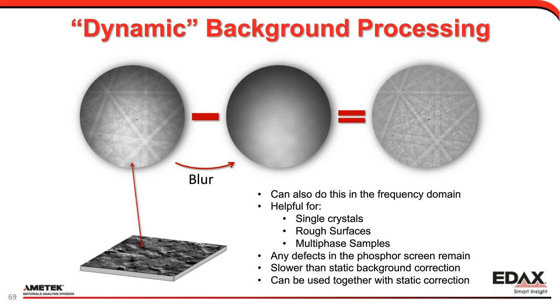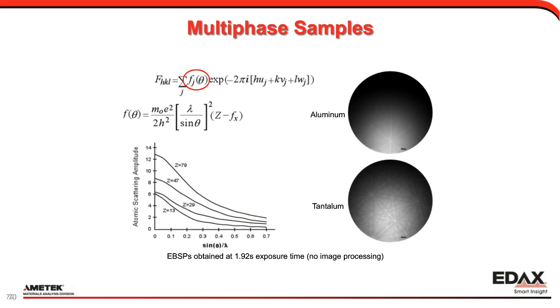Now, if you think about multi-phase samples, then let's say I have one for aluminum high up on the periodic table versus tantalum lower down, you can see the tantalum has more contrast. These are done at the same exposure time and no image processing to emphasize the differences between the two. So the aluminum patterns will need a different background than what you would need for tantalum patterns.